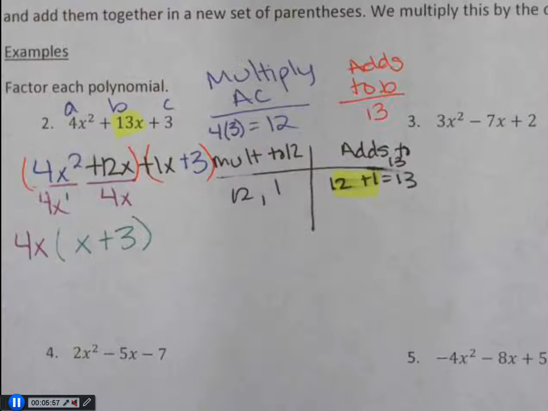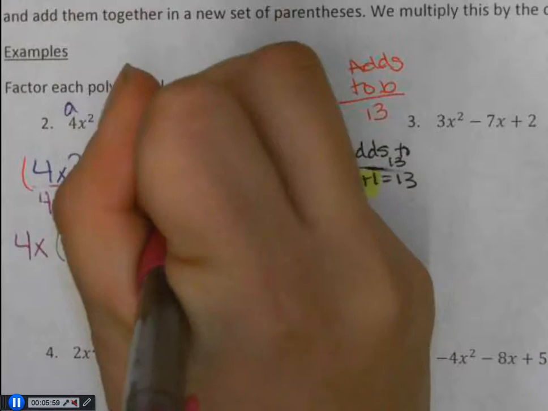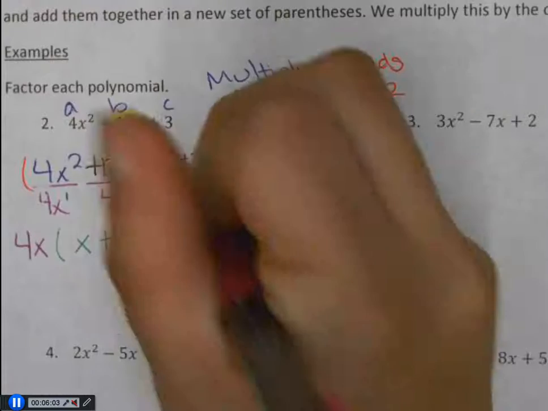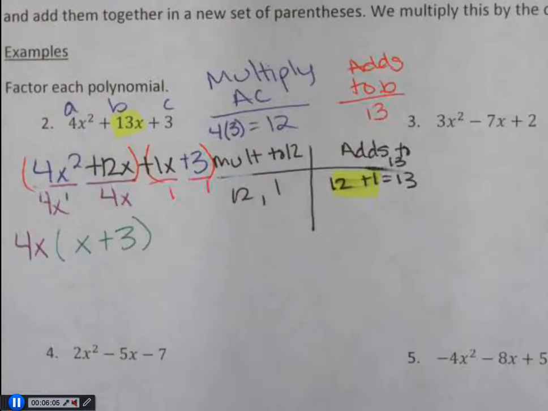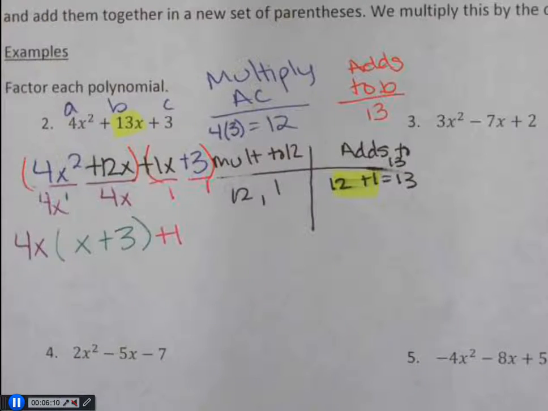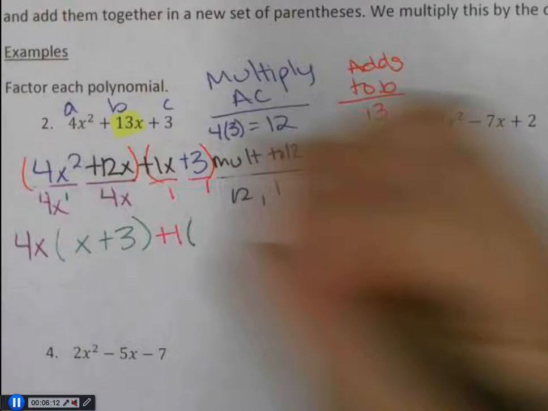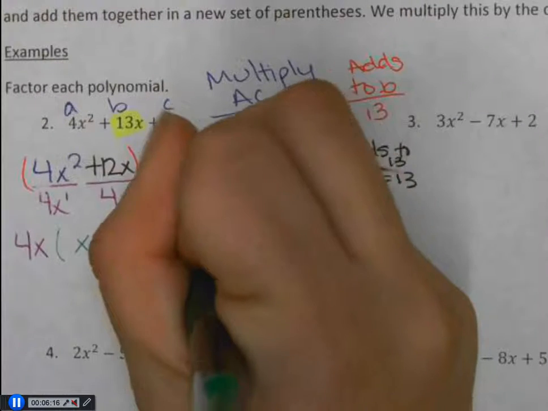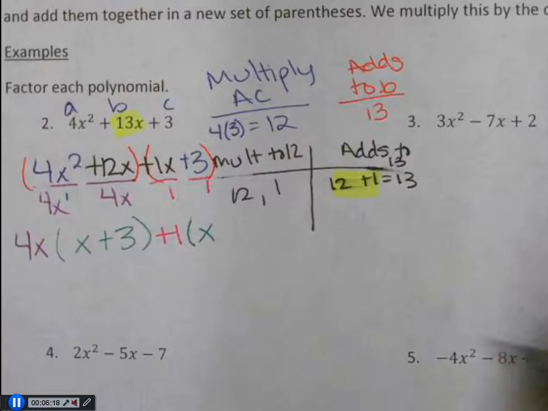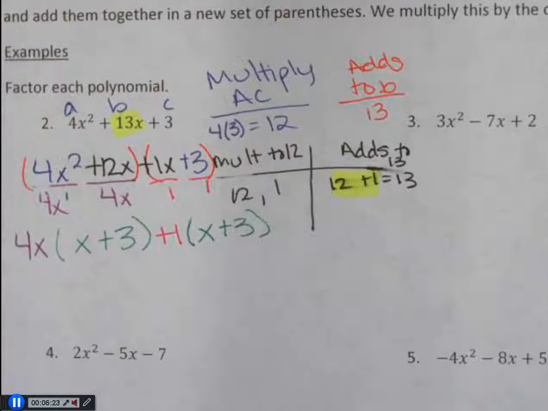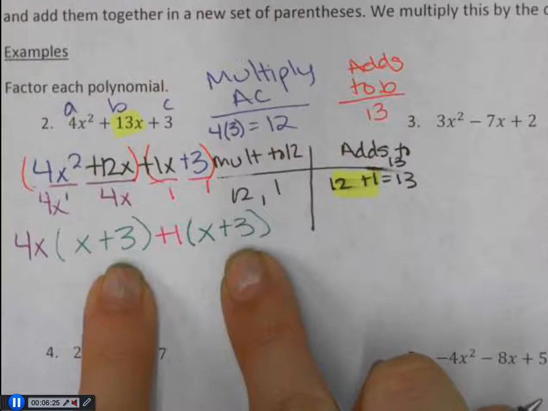I want to do the same thing for the second set. What goes into both 1 and 3? Something has to go into them. The largest thing that goes into them is 1. So I'm going to write plus 1, and then I'm going to divide everything by 1. So 1x divided by 1 is just x. 3 divided by 1 is 3. Okay. So notice, both sets of green parentheses that I wrote are exactly the same.